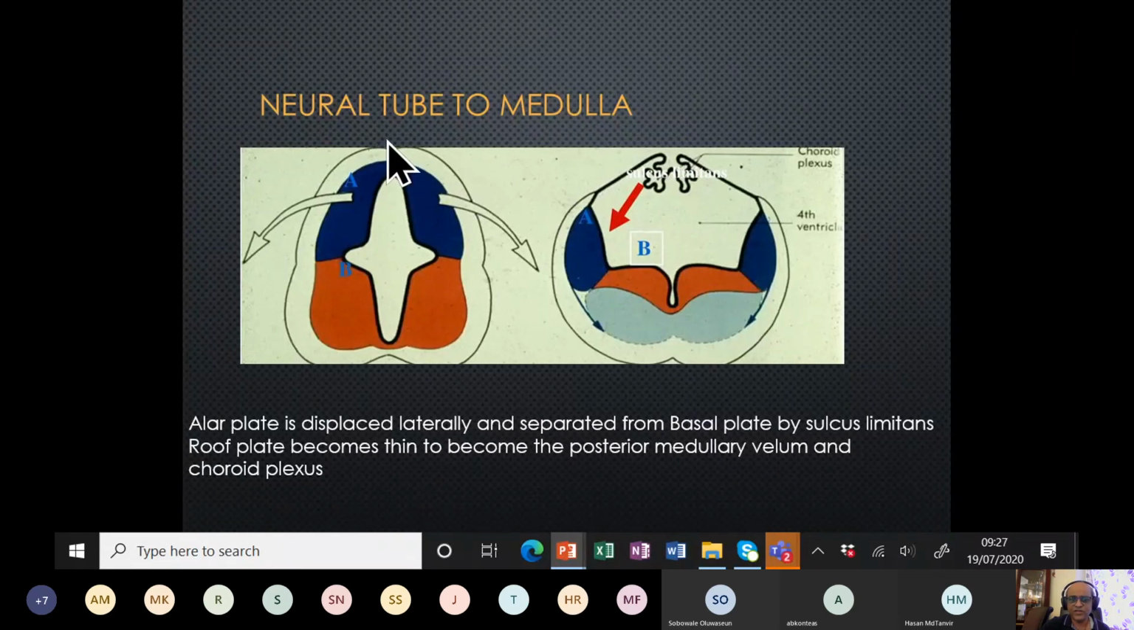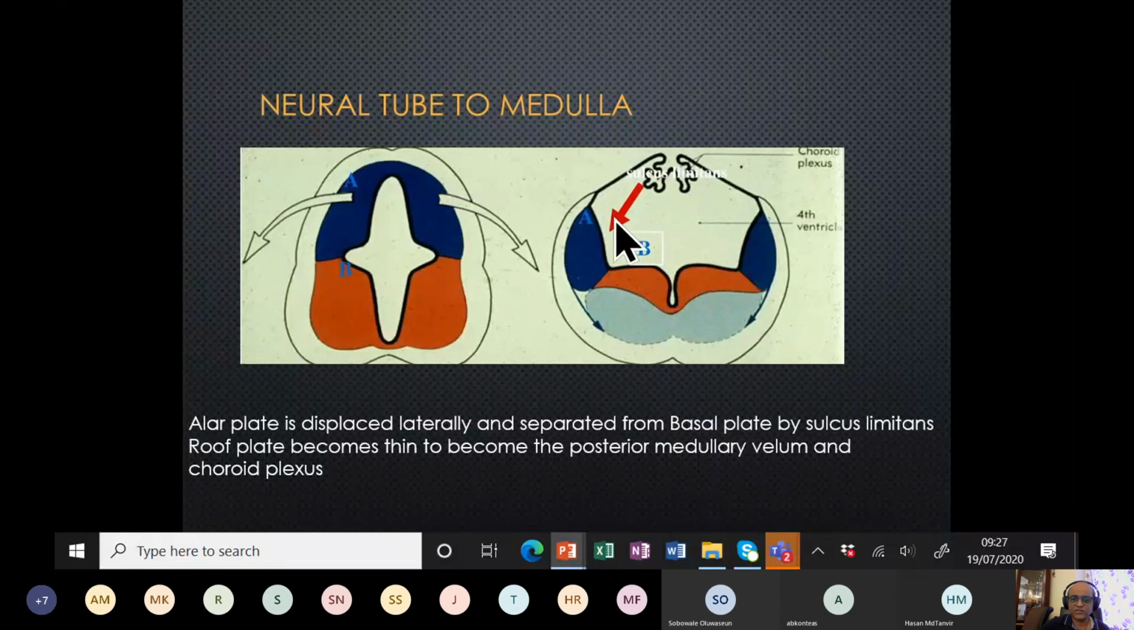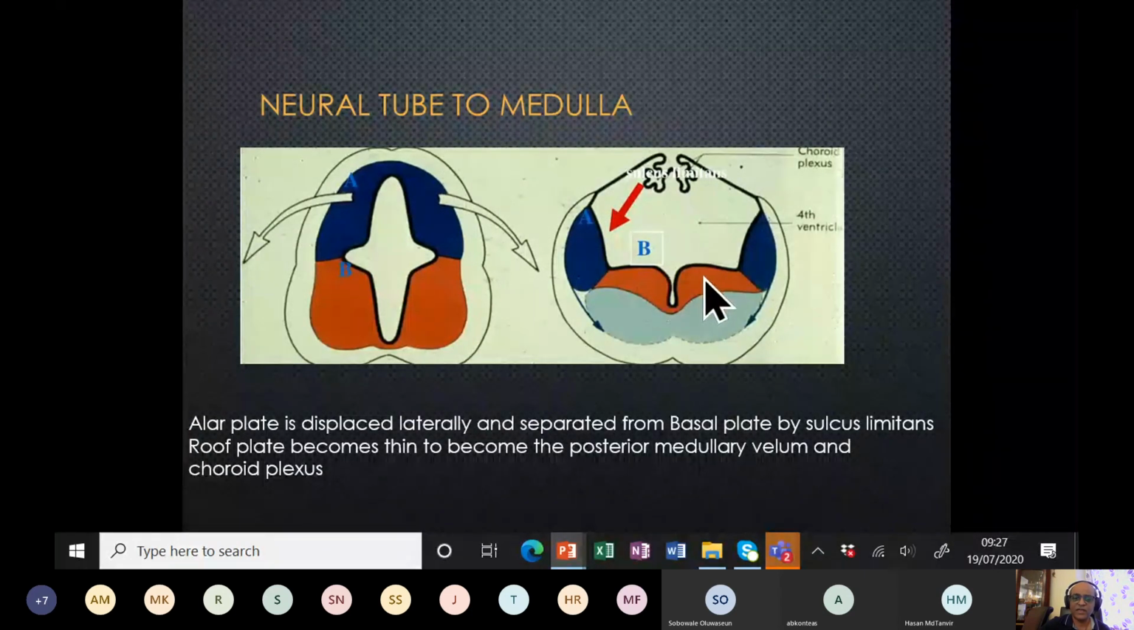So imagine we were to place a tube, your fingers inside here, and splay apart these two alar lips. And you can see the alar lips are now much more lateral, and the basal plate is much more ventral. And this is the structure of the medulla oblongata. In fact, this is the fundamental structure of the brainstem. You've got a fourth ventricle over here. You've got the alar plate, which is much more lateral, and the basal plate, which is much more ventral and medial.